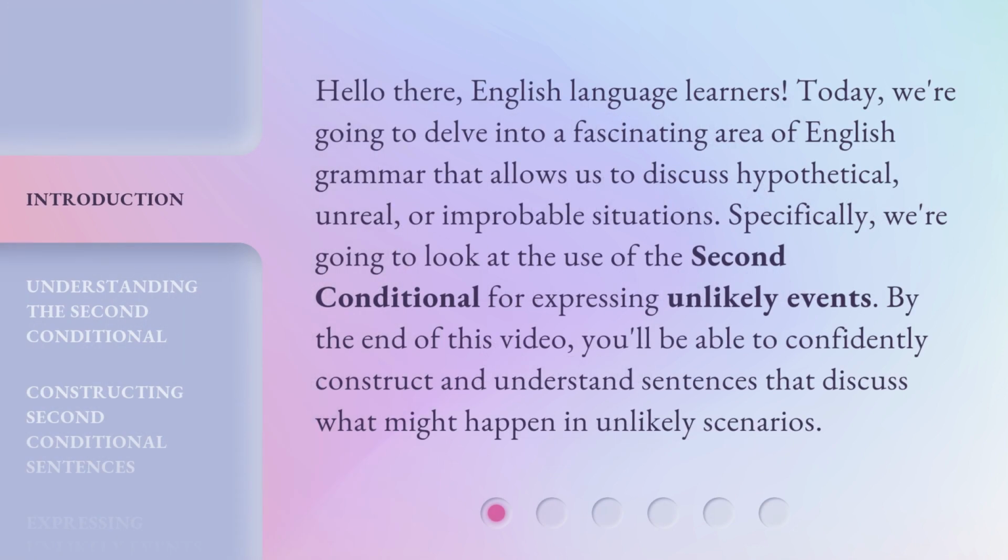Hello there, English language learners. Today, we're going to delve into a fascinating area of English grammar that allows us to discuss hypothetical, unreal, or improbable situations. Specifically, we're going to look at the use of the second conditional for expressing unlikely events. By the end of this video, you'll be able to confidently construct and understand sentences that discuss what might happen in unlikely scenarios.